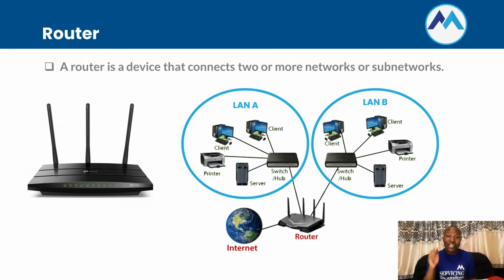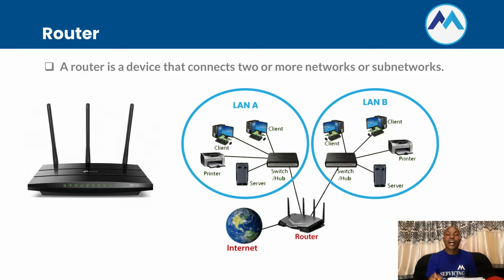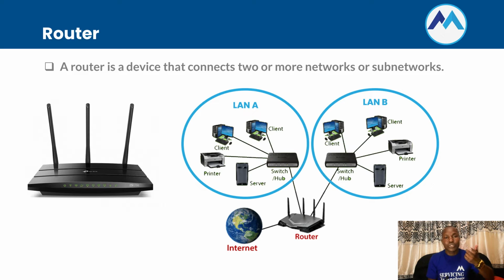Number one, that's managing traffic between these networks by forwarding data packets to their intended IP address. Number two, allowing multiple devices to use the same internet connection by maintaining tables of information about other routers on the network or inter-network.